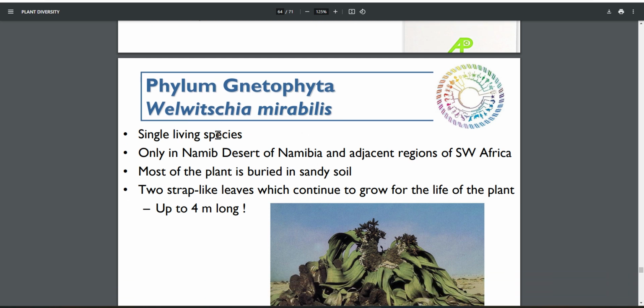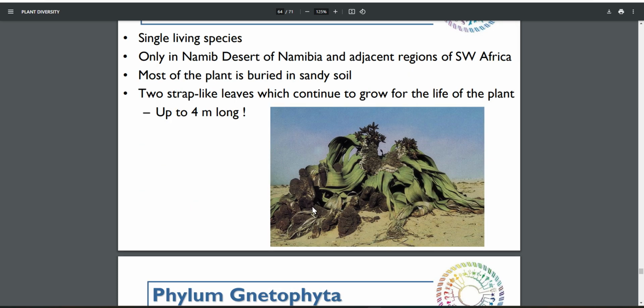All right, so now we move on to the final member, Welwitschia mirabilis. It is the single living species. It is kind of like ginkgo, in that it is the sole living member. It is only found in the Namib Desert of Namibia and nearby regions of Southwest Africa. Most of the plant is buried in the sandy soil, so the roots and the stems are under the ground.